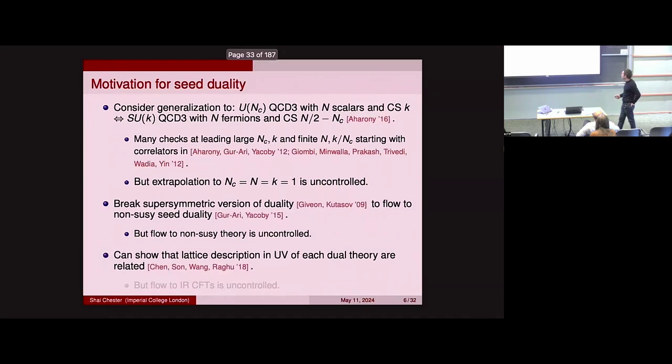Finally, you could consider two lattice descriptions of the theories, and then you could show on the lattices that they are exactly related. But again, the whole point of the duality is a statement about the IR CFT. And so just showing that the UV description is related doesn't necessarily say too much about the IR.